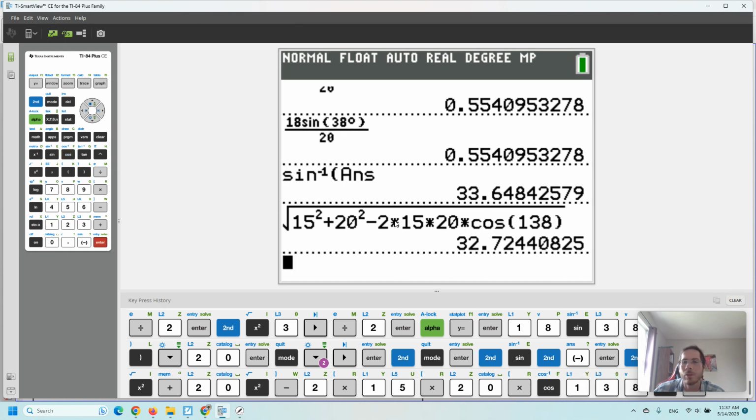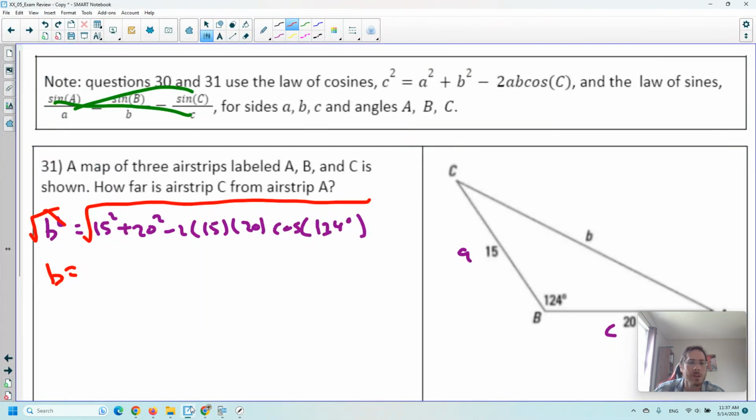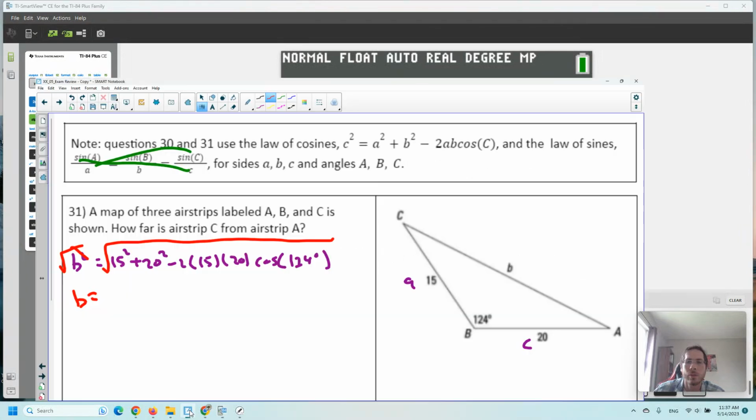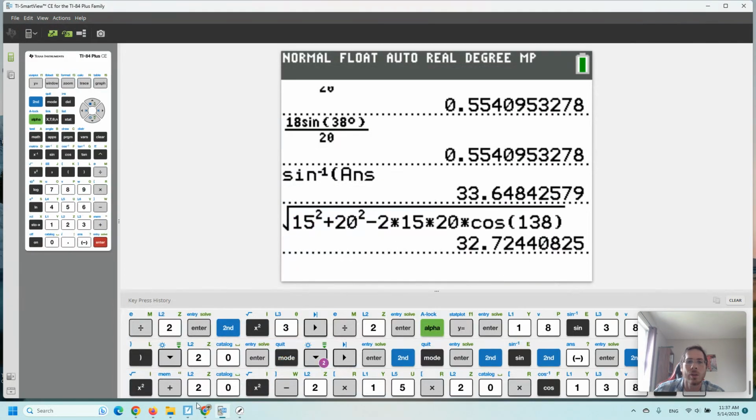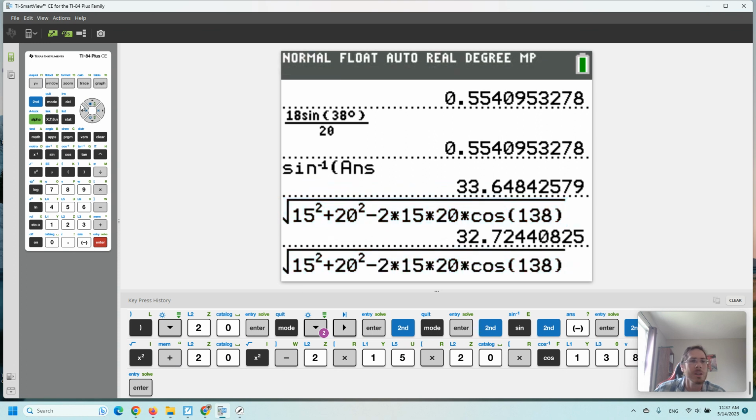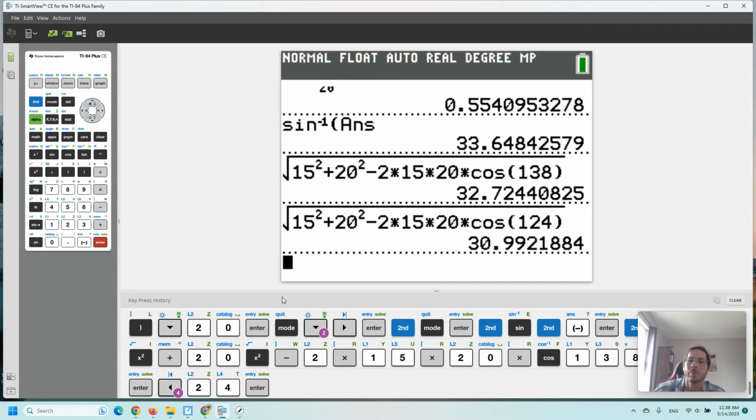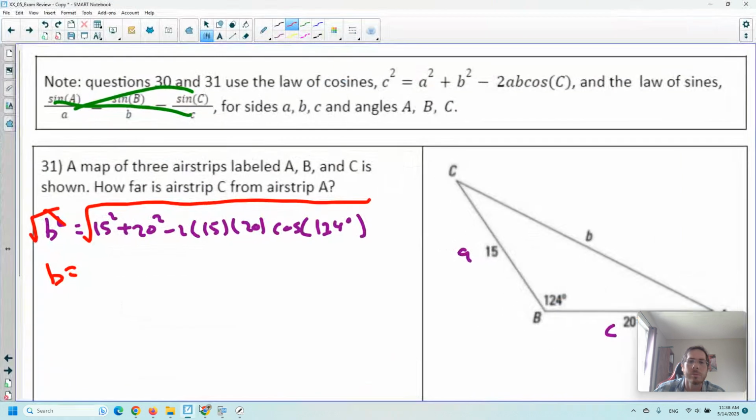All right. 32.72. So as long as I type that in correctly, that'll be the answer. 1520 minus 2, 1520 cosine 138. That's 124. I have no clue where that 138 came from. Oh, I know, because we did 38 in the last question. 30.99, so 31. So to the nearest 1/10 of a degree.